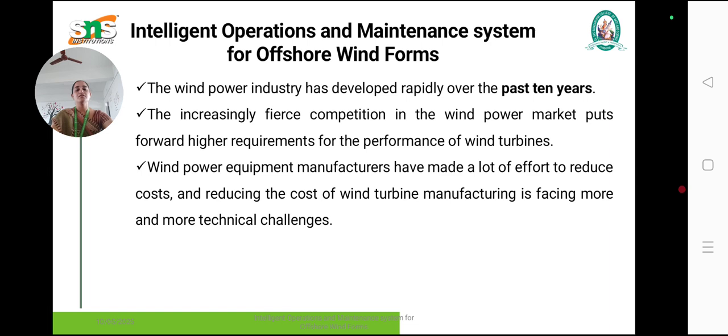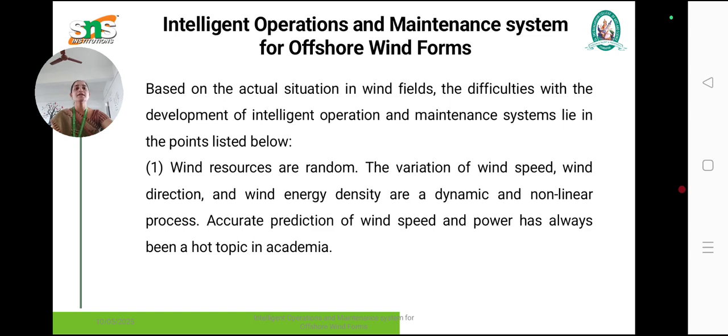The wind power equipment manufacturers have made a lot of effort to reduce the cost of wind turbine manufacturing, and they are facing more and more technical challenges. At present, in the operations and maintenance management of wind turbines, diagnosis and health management are still not perfect. So the efficiency of operations and maintenance management needs to be greatly improved. That's why they are using AI technologies, which provide a great space for the development of intelligent wind turbine systems. Based on the actual situation in the wind field, the difficulties of developing the maintenance system are listed below.